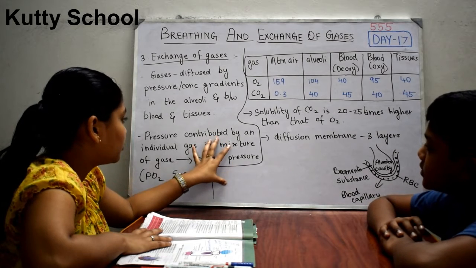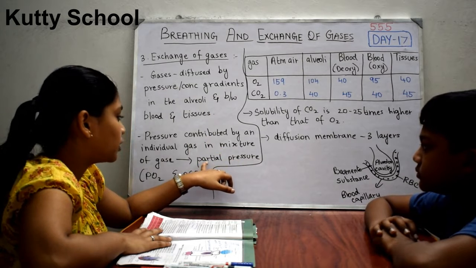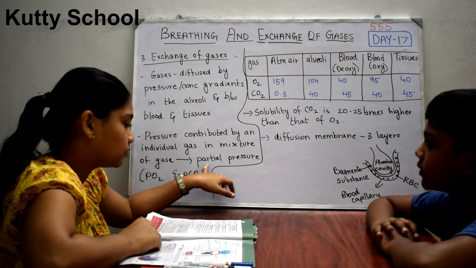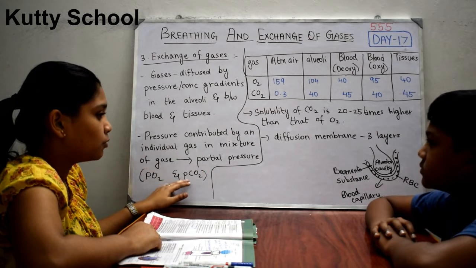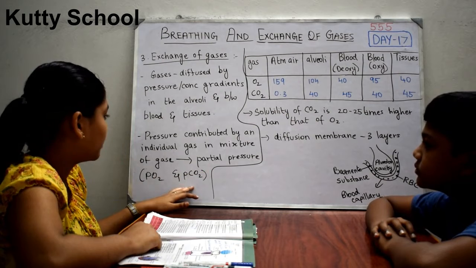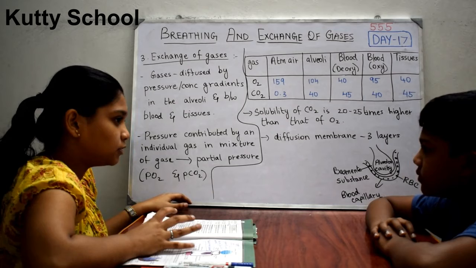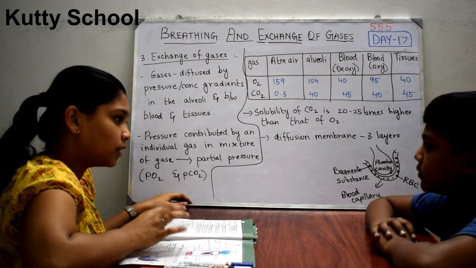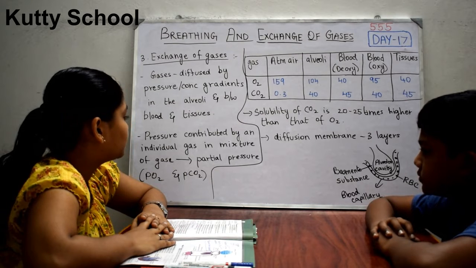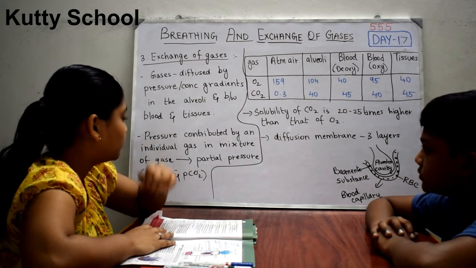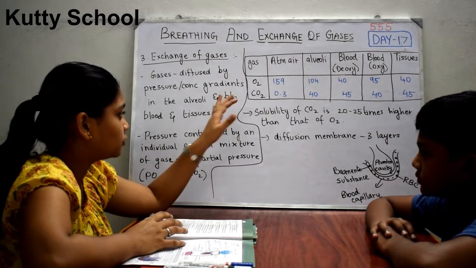Pressure contributed by an individual gas in a mixture of many gases is known as partial pressure of that gas. It is denoted by PO2 and PCO2 for oxygen and carbon dioxide. So with respect to partial pressures, we are going to see what the partial pressures of oxygen and carbon dioxide are in different regions.